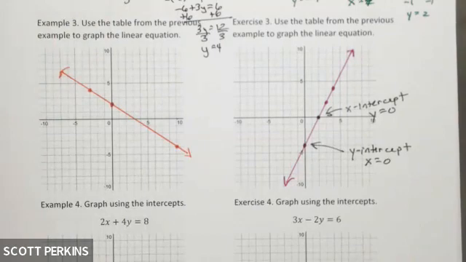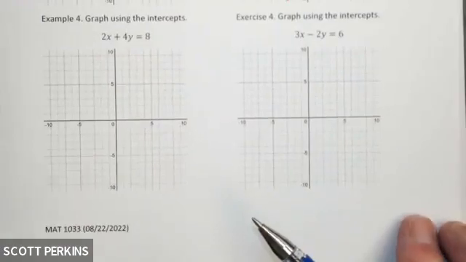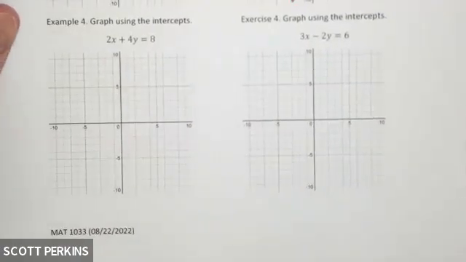So we're going to take advantage of that, hopefully, and the fact that plugging 0 into an equation is a nice, quick thing to do. In example 4, we're going to graph the next linear equation using the intercepts. Okay, so I'm going to slide this up. I'm going to make a quick little table.